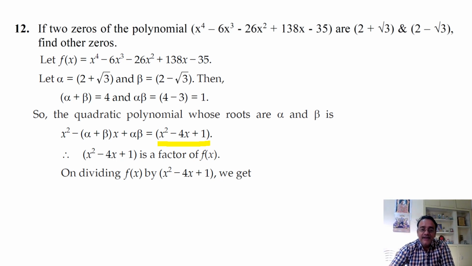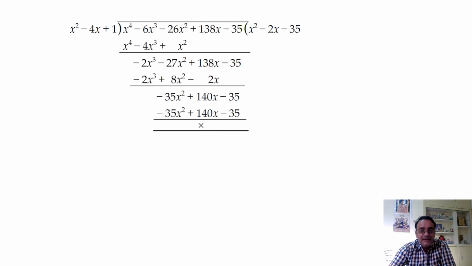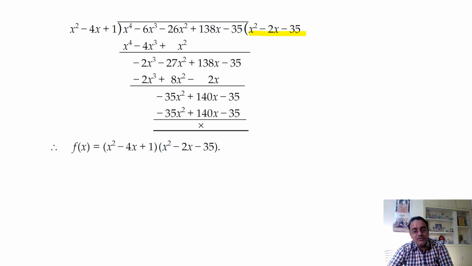Now on dividing f of x by x square minus 4x plus 1 we get, so now we are going to divide. So divide करने के बाद हम लोग को ये मिला. So this is the quotient and we'll get remainder. So that means f of x is equal to x square minus 4x plus 1 into x square minus 2x minus 35. So हम लोग क्या करेंगे now? ये जो quotient मिला है उसका हम लोग zeros निकालेंगे, right? We'll find the zeros of this two.